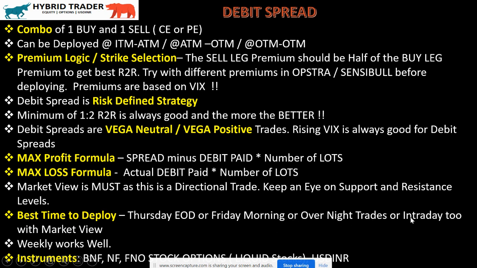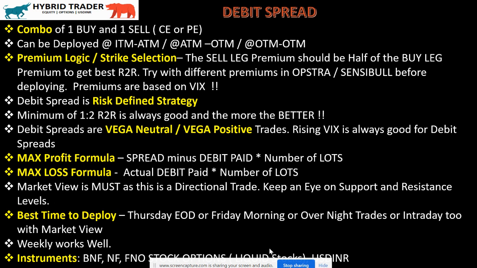This is also very helpful in intraday. You can take the debit spread at 9 or 9:30, and then keep monitoring. But market view is very important for a debit spread, folks. Honestly, I'm telling you, because this is a directional trade, you need to have the market view. Weekly works well based on my experience. Weekly works well in the debit spread. You can even go for monthly, but monthly is a huge time frame, so anything can happen. The best thing would be to go for debit spreads in the weekly.